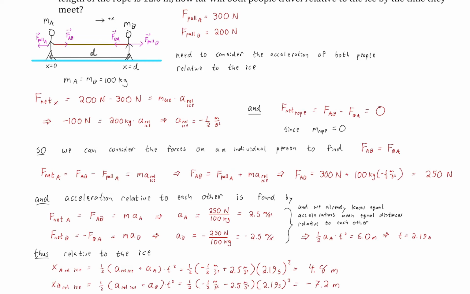And let's think about B. B is all negative, right? So they've got the negative acceleration of the system, plus B is accelerating towards the left as well. So they're actually going to move negative 7.2 meters relative to the ice by the time they meet person A. So yes, having them pull at different strengths does complicate the system, but it's still solvable, which I hope is reassuring.